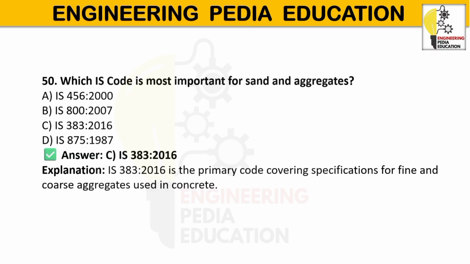And then IS 875:1987 is the design load code that has five parts. First part, dead load; second part, imposed load or live load; third part, wind load; fourth part, snow load; and fifth part, special load and load combination.